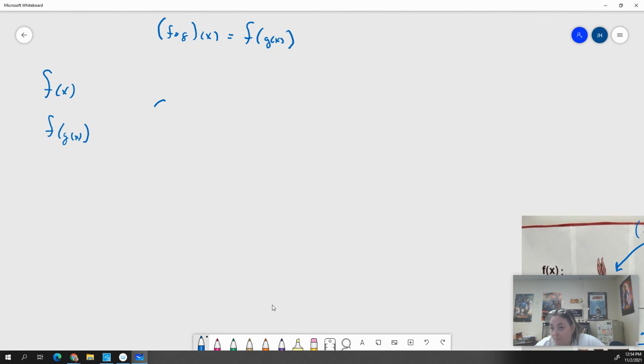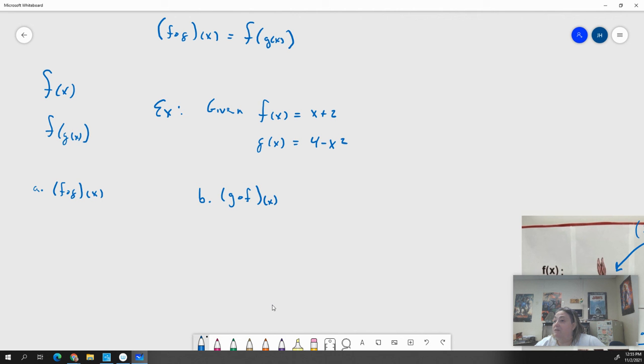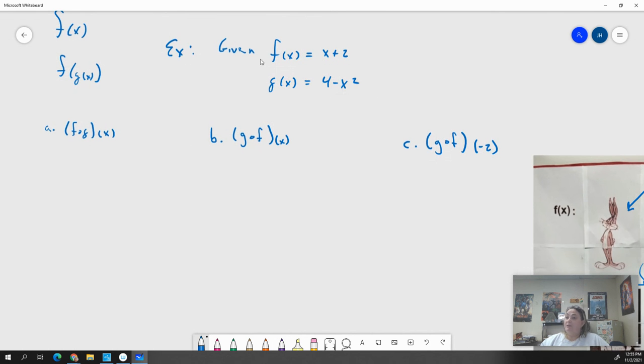Mathematically speaking, if I am given an f of x that equals x plus 2, and I am given a g of x that equals 4 minus x squared, and I am asked to find f of g of x, or I am asked to find g of f of x, or I'm asked to find g of f of negative 2. We're going to look at this, and all we need are these two functions right here that we're given.